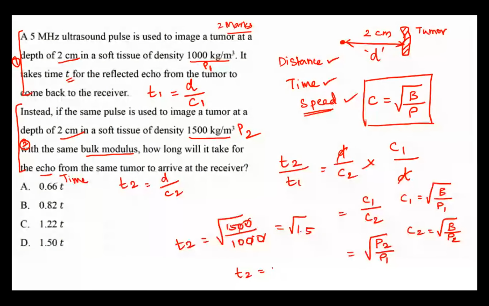0.22, sir. Option C, it's 1.22. So we have T1 here. Don't forget, this T1 they have given as T here. So consider this as T. Last time we considered T here, it goes to this side. So we have T2 is 1.22 by 0.22 T. Option C is the right answer.